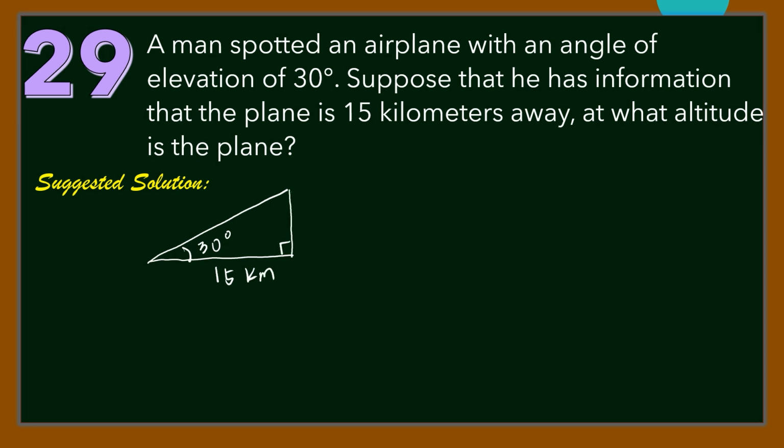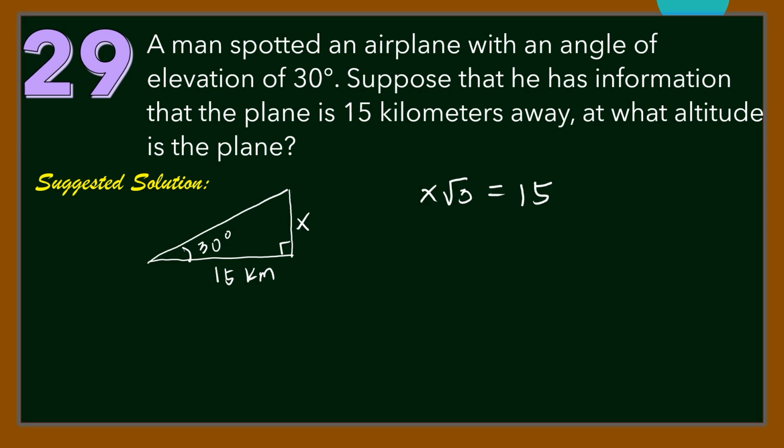Hence, if we have a right triangle, the altitude is that side of the right triangle opposite to the angle of elevation, which is 30 degrees. And since this is a 30, 60, 90 degree triangle, then 15 kilometers is equal to square root of 3 times x. Because the longer leg in a 30, 60, 90 degree triangle is square root of 3 times the shorter leg, or that leg opposite 30 degrees.